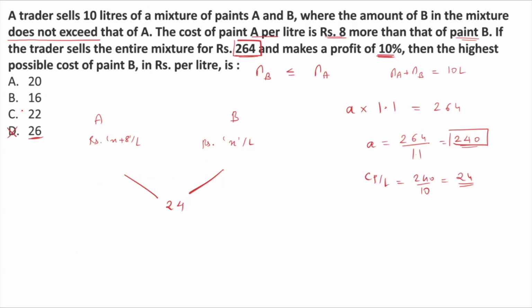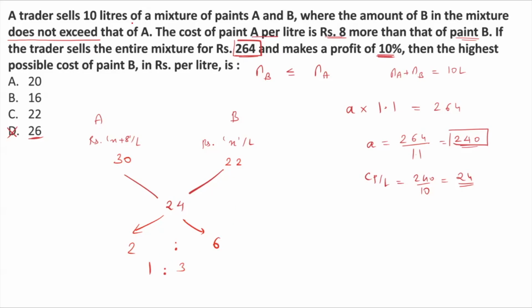Let us check for the next higher option, that is option C. It says the price of mixture B is rupees 22. Well, if that is the case, then the price of mixture A per liter will be 22 plus 8, 30 rupees per liter. Using our rule of allegations, we can get the ratio of the two mixtures getting combined. 30 minus 24 would be 6 and 24 minus 22 would be 2. This ratio is 2 is to 6, or 1 is to 3.